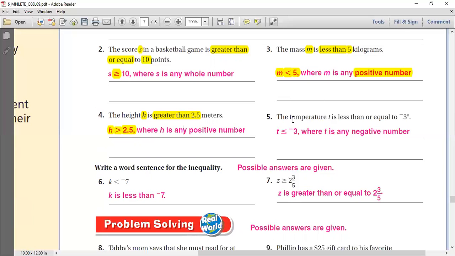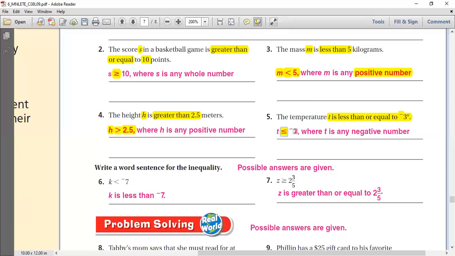Okay, here the temperature T, again T is less than or equal to negative 3 degrees. So using this part, you are going to write your inequality. So T is going to be first. Less than or equal, we will be using this symbol here. Okay, so this is the symbol which is going to be there.